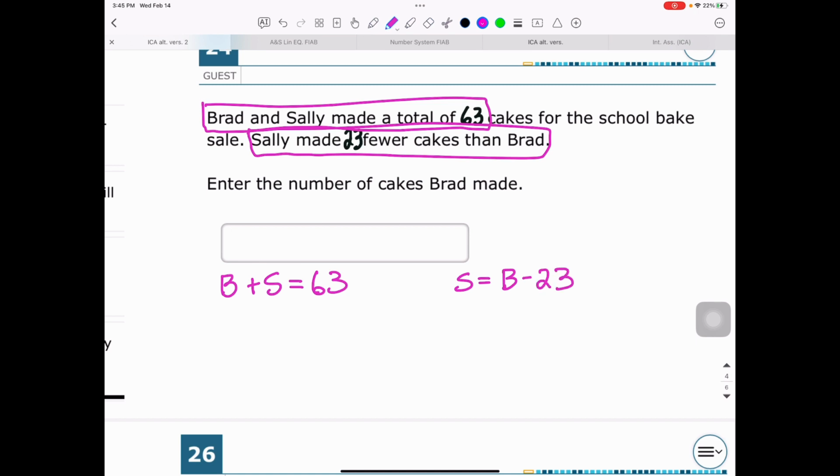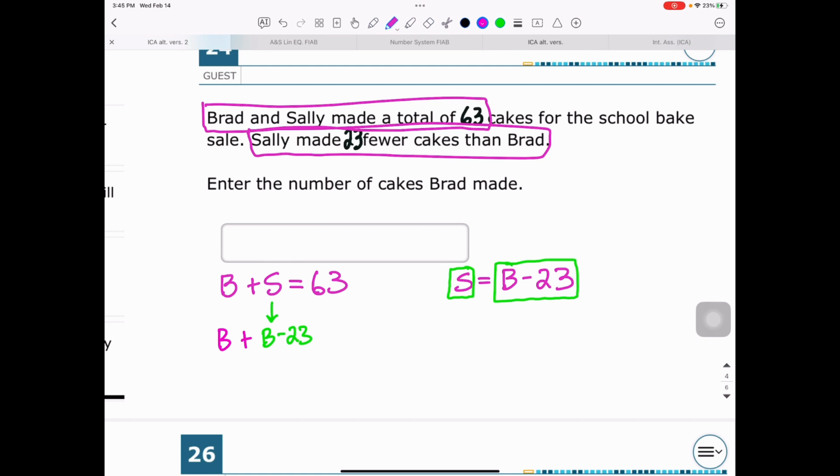So that's what these are, now that I have two equations, I can actually solve this. This equation tells me anywhere I see an S, I can plug in B minus 23. Anywhere I see Sally, I know Sally's 23 less than Brad, so I can plug in Brad minus 23. So over here, I can take out Sally and plug in Brad minus 23.